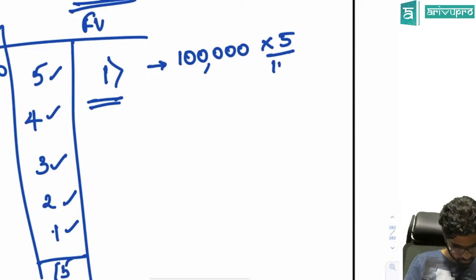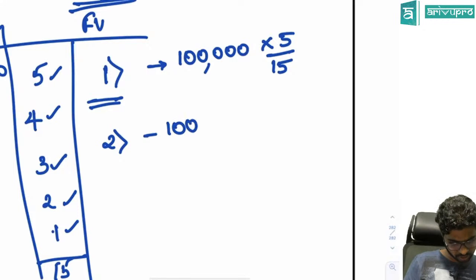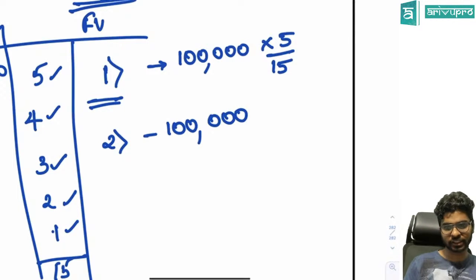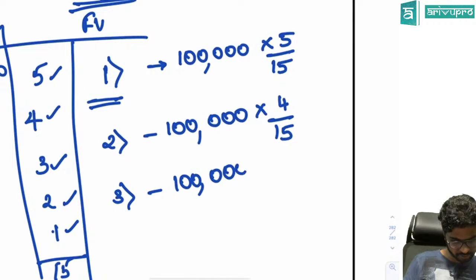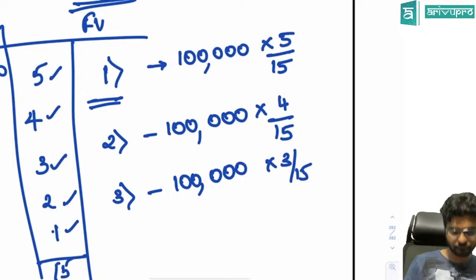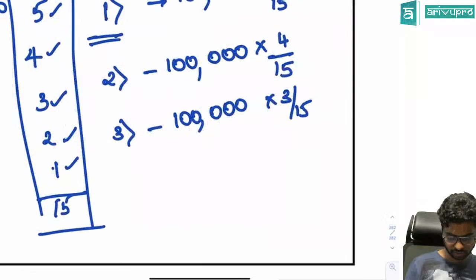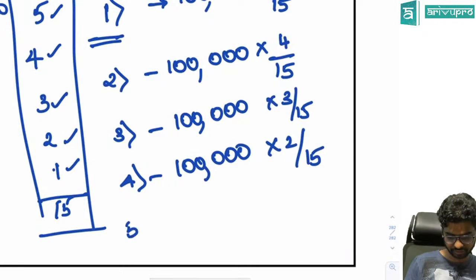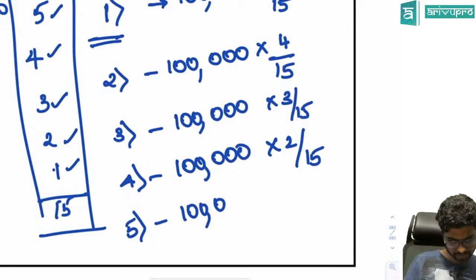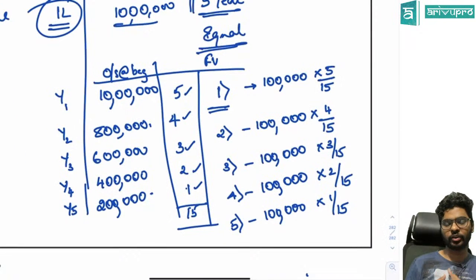So, first year, the discount to be written off will be 1 lakh into 5 by 15. Second year, the amount to be written off will be 1 lakh, which is the discount portion, into 4 by 15. Third year, discount to be written off will be 1 lakh into 3 by 15. Fourth year will be 1 lakh into 2 by 15. Fifth year will be 1 lakh into 1 by 15. Are you clear?